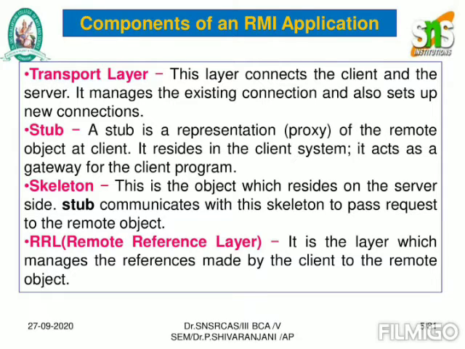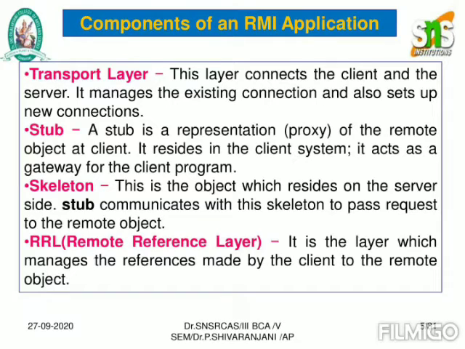The next concept is the skeleton. This is an object which resides on the server side, and the stub communicates with the skeleton to pass the request to the remote object. This is the way the stub and the skeleton work together. The next one is RRL. RRL is nothing but the remote reference layer. It is a layer which manages the references made by the client to the remote object.